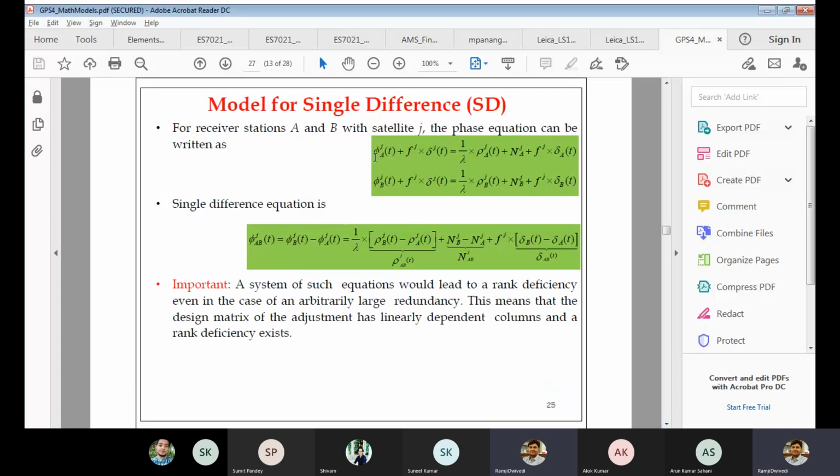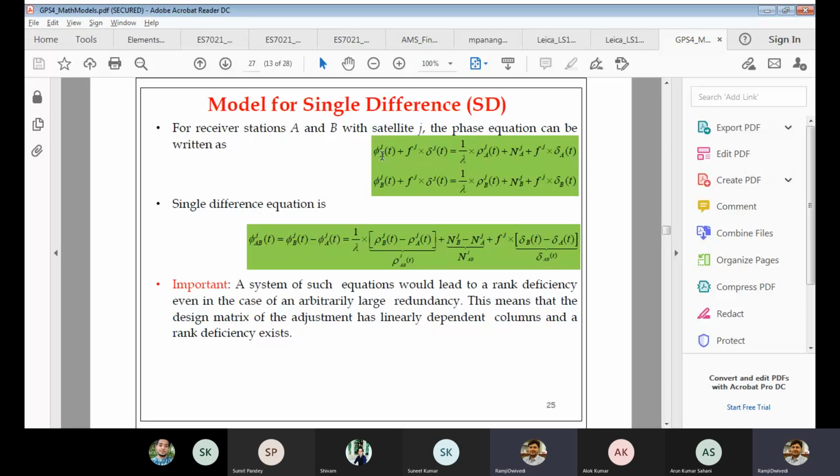So the model for single difference is phi AJT plus F. Obviously, in cycles this equation is written instead of in meters. This equation is written in terms of cycles, and the two equations you can follow from your previous understanding of the code's carrier phase observation.